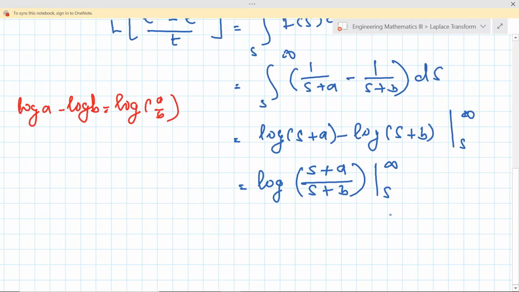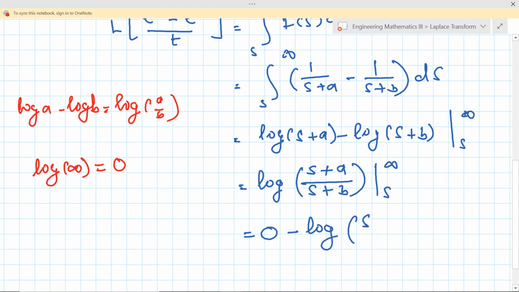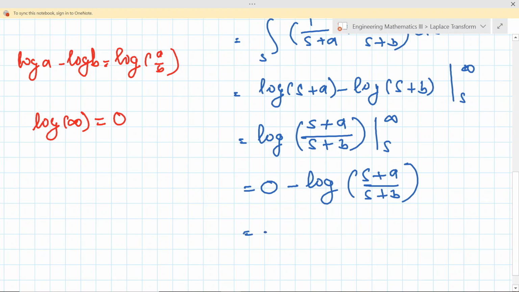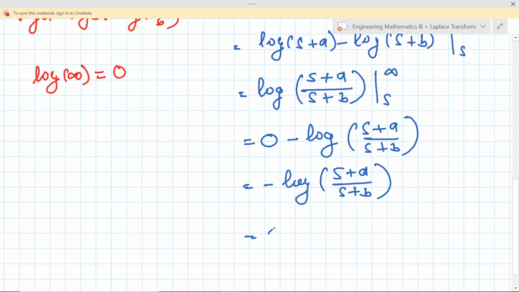Now if you apply the limit for the upper limit, what is log infinity? Log infinity is nothing but 0. So for the upper limit the value becomes 0 minus the lower limit value, as it is, because we replace s by s plus a divided by s plus b. If we don't want the minus sign, then either it is minus log of s plus a upon s plus b, or otherwise it is simply log of s plus b divided by s plus a, like this, to avoid the minus.